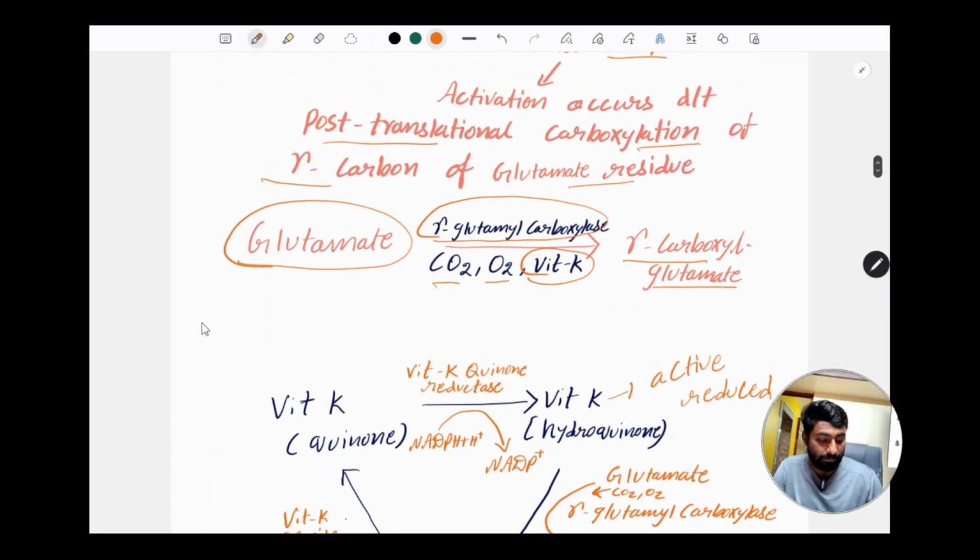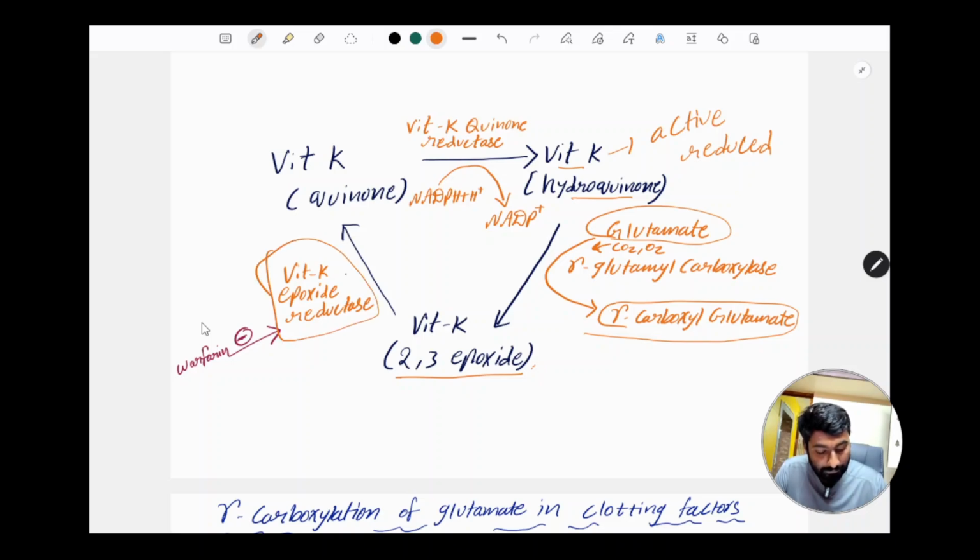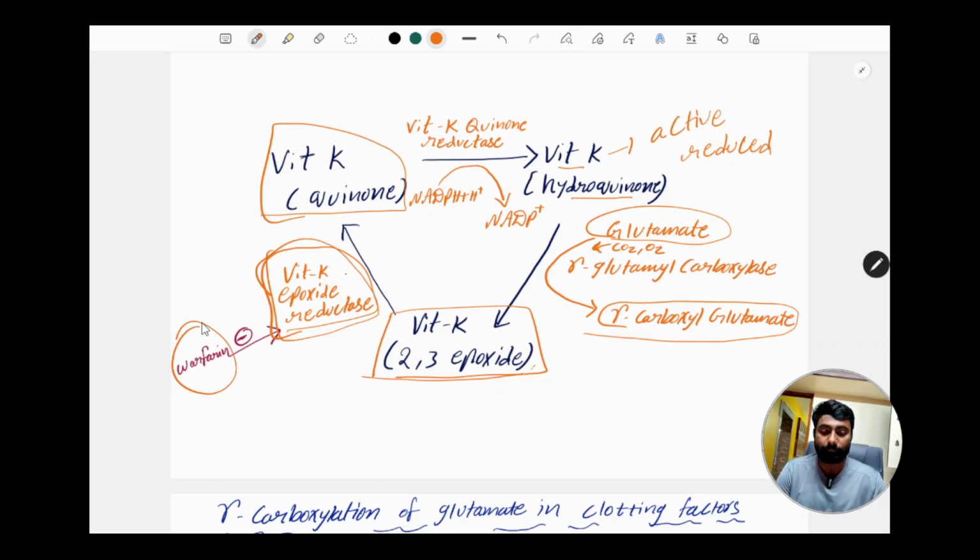This is the same reaction, students, like glutamate getting converted to gamma carboxyl glutamate. This vitamin K hydroquinone form is getting converted into the 2,3 epoxide form and it needs to be replenished. So this vitamin K epoxide reductase helps in conversion of vitamin K 2,3 epoxide form into the vitamin K quinone form. This enzyme is inhibited by warfarin. Got it, students? Okay.